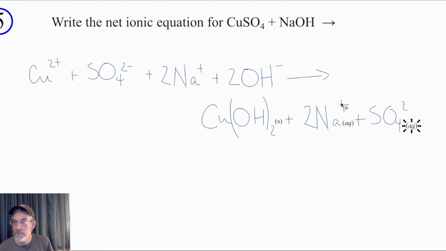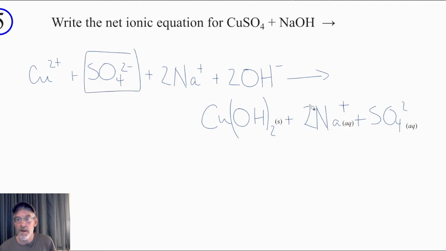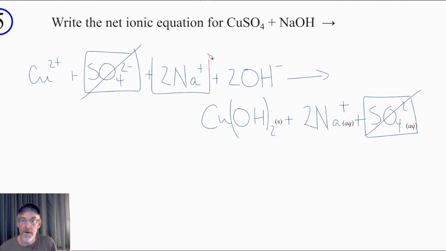However, you can see that these have aqueous after them. Just remember that. So let's cross things out that are the same. So I can see right here that I have a sulfate right here and right here. So I just cross that out. That's gone. I can see that I have 2 sodium ions on each side. Those are gone. And these are called spectator ions.